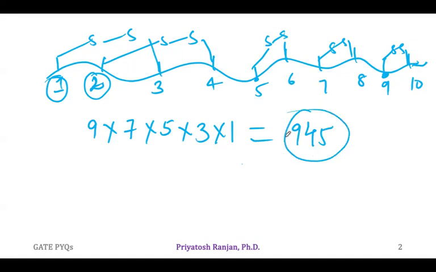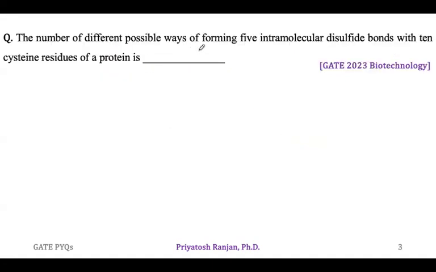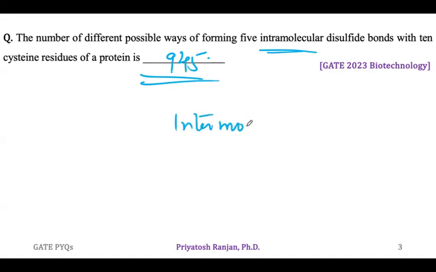So this number corresponds to 945. Coming back to this question, the number of different possible ways of forming 5 intramolecular disulfide bonds with 10 cysteine residues of a protein is 945. As I said, the numbers are going to be different for the intermolecular. What I would recommend is that you try the same question with intermolecular disulfide bonds and report your answer in the comment section.